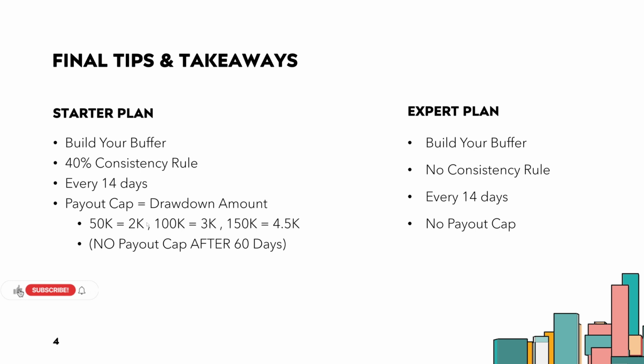You're paying yourself $2,000 every 14 days, which is basically $4,000 every month. That's not bad at all from a 50K account, and you probably have a couple of accounts and you're consistent, so you don't care about these rules. After 60 days, this payout cap will just be removed, and you can withdraw up to, I think, 100% of your profit, besides your buffer zone.